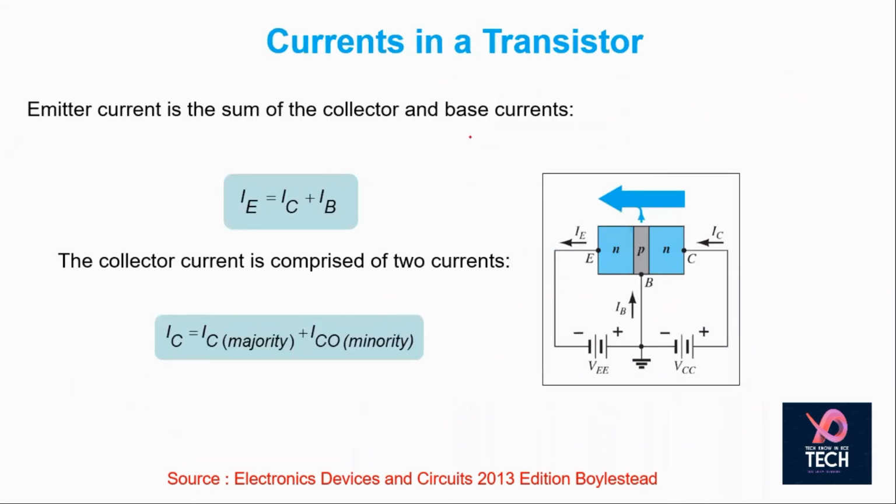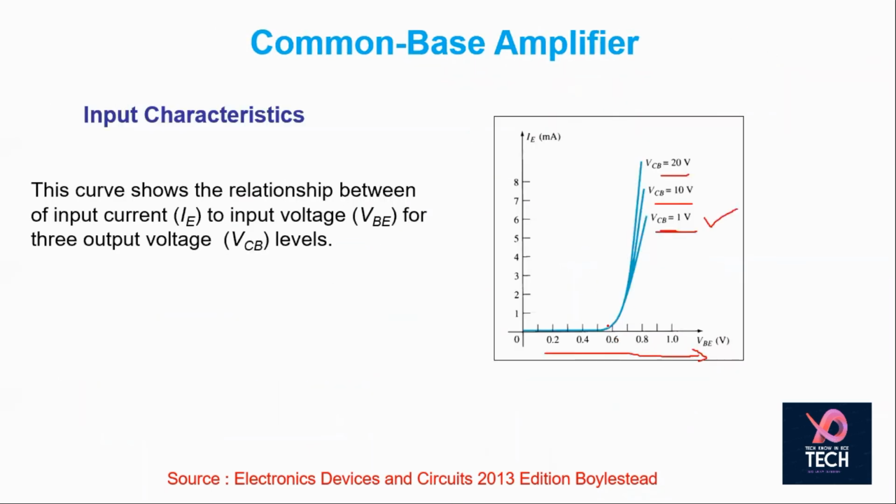So here you can see your characteristics are quite similar to your PN diode. Initially there is no current, and when we reach near 0.7 volts, there is a tremendous increase in the current, your emitter current. So these are input characteristics. What you are plotting, VBE is independent and current is dependent, and what we are fixing is VCB.